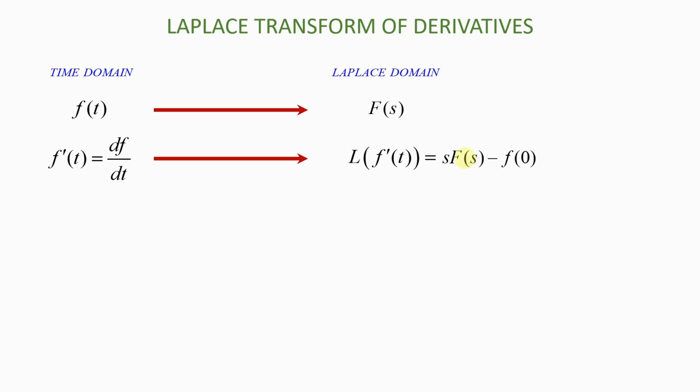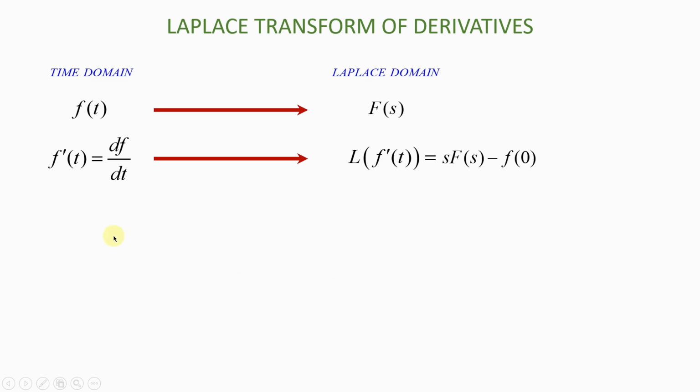What is F(s)? F(s) is the Laplace transform of f(t), okay? So it's going to be s multiplied by F(s) minus f(0), okay? So what is f(0)? f(0) is the value that you get for f(t) when t is equal to 0, okay? So this is pretty much what f(0) is. It's the value you will get for f(t) if time is equal to 0.